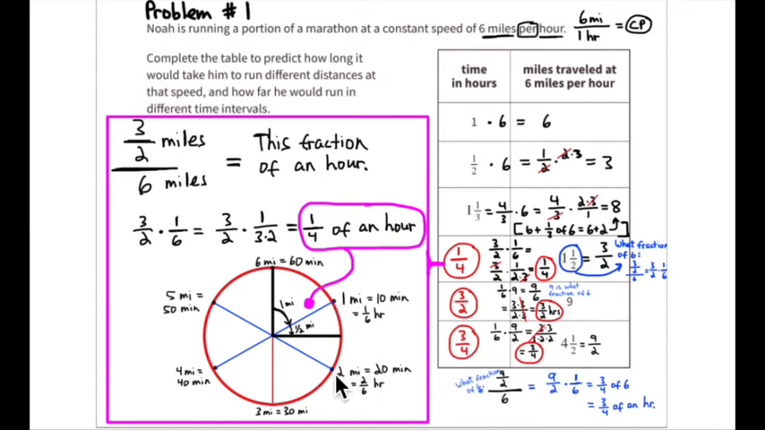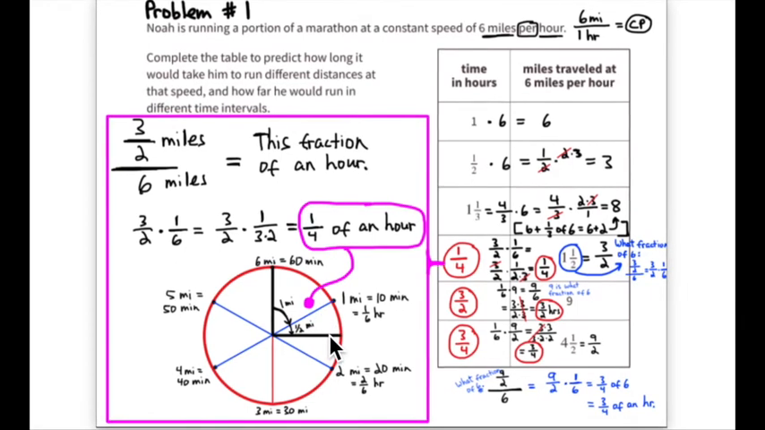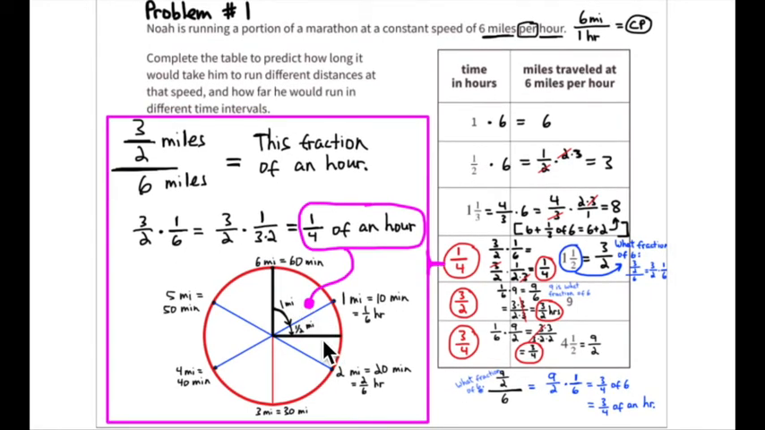In 20 minutes, you run 2 miles. 30 minutes, 3 miles. 40 minutes, 4 miles. And 50 minutes, 5 miles. 60 minutes, 6 miles. So in this problem, you run 1.5 miles. That 1 mile takes 10 minutes. Then you run another half mile, and that half mile takes 5 minutes. So 10 minutes plus these 5 minutes is equal to 15 minutes. And 15 minutes is 1/4 of an hour. So this does make sense.